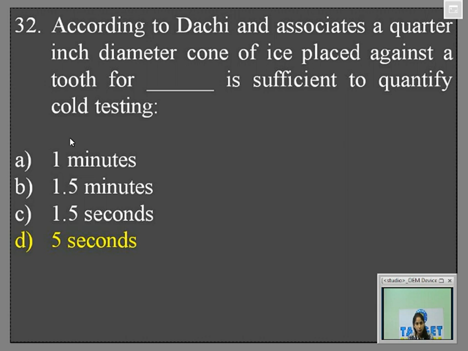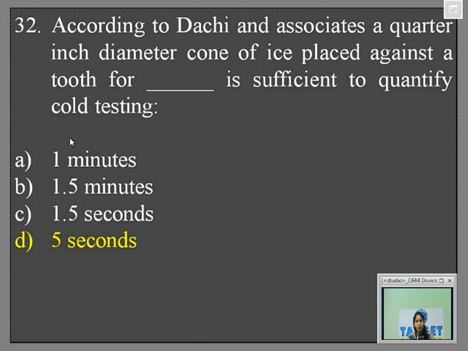Now what I was saying is about your temperature. Temperature of 16 to 55 degrees centigrade is considered to be tolerable by the pulp. Any 10 degree rise in any direction will be what is required for your cold and heat test. That means cold testing always requires temperatures of 5 degrees centigrade or anything below it, and heat testing will always require temperatures of 65 degrees centigrade. That means the tooth will respond in terms of pain when you have temperatures of 5 to 65 degrees centigrade.